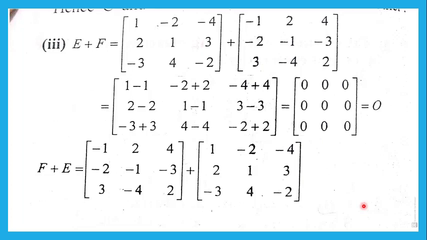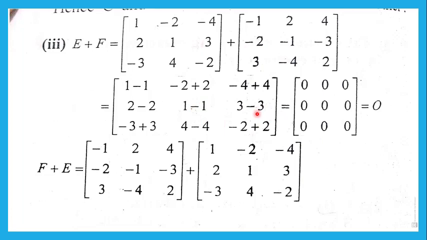Now moving to the third part. In the third part we have two matrices, E and F. First of all we will find E plus F and then we will find F plus E. So E plus F, matrix E and then plus matrix F. We need to add these two matrices: 1 plus minus 1, minus 2 plus 2, minus 4 plus 4, 2 plus minus 2, 1 plus minus 1, and so on.